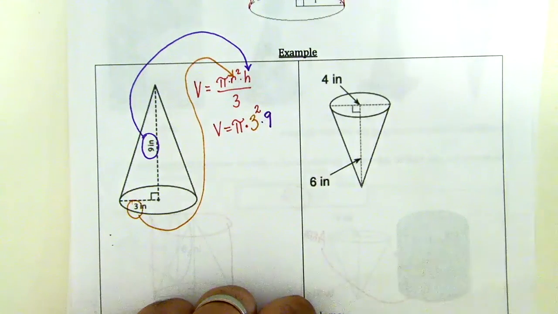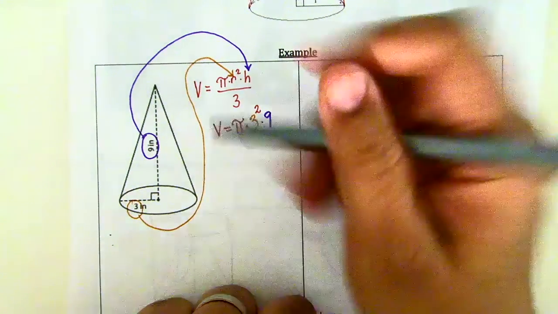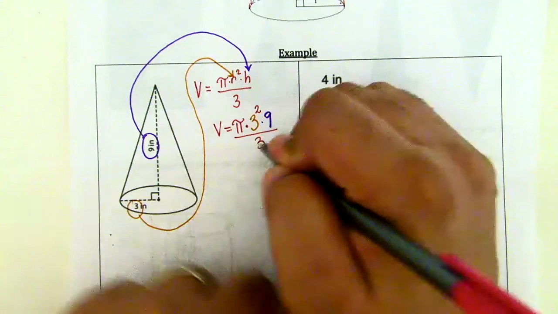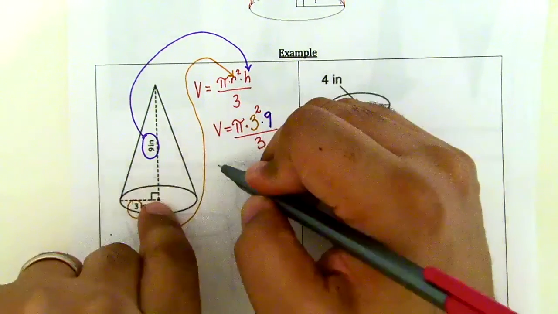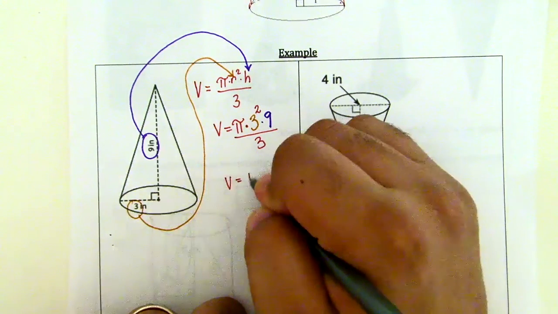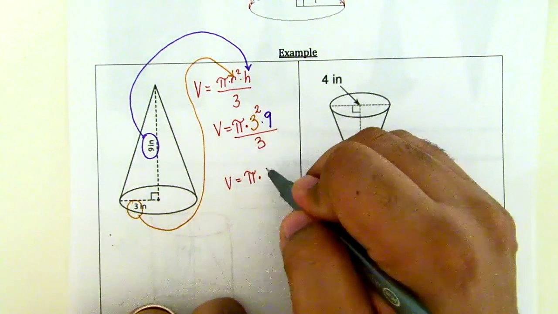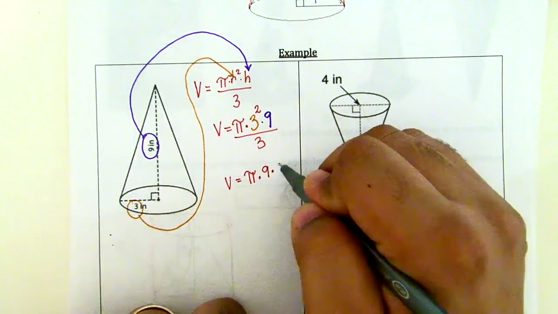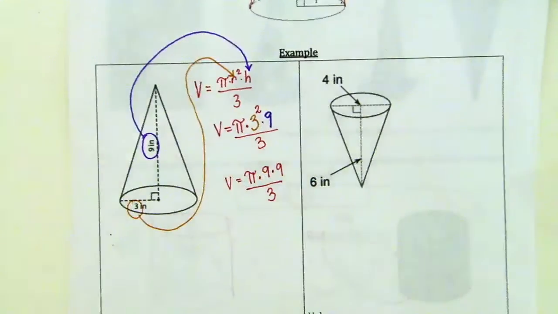Now, I'm just going to do the last step. Don't forget, we've got all of that divided by 3. Because if I only do the top part, that's going to give me what the cylinder would be. I'm looking for a cone in this case. So I end up with V is equal to pi times 3 squared, which is 9, times 9 over 3, right?